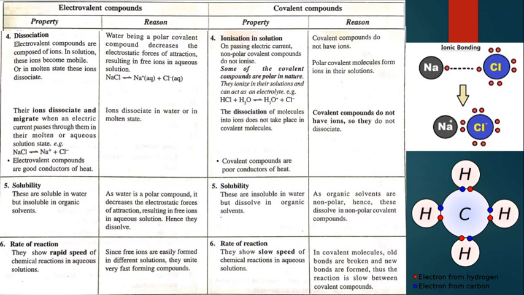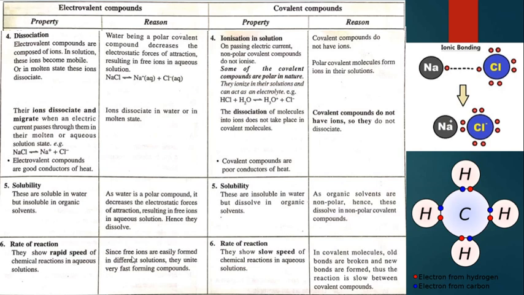Okay. The last property is the rate of reaction. Electrovalent compounds show a rapid speed of chemical reaction in aqueous solution. We know that in aqueous solutions, they dissociate and form ions. Because of the ions, electric current can pass through them. That results in the speed of the reaction. So that is the sixth one: they show rapid speed of chemical reaction in aqueous solution.